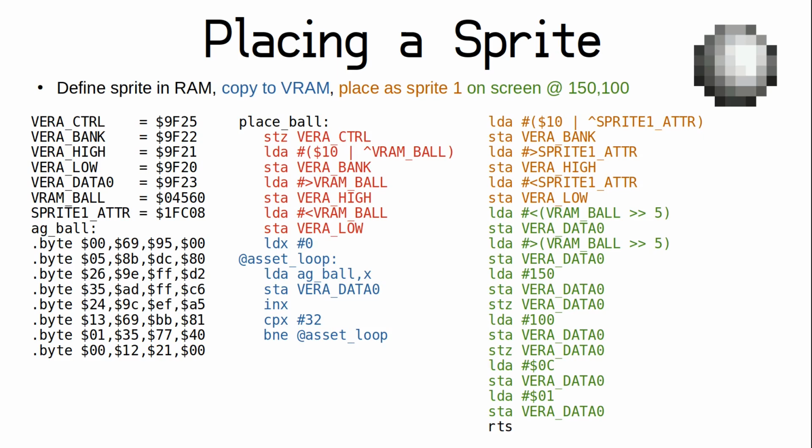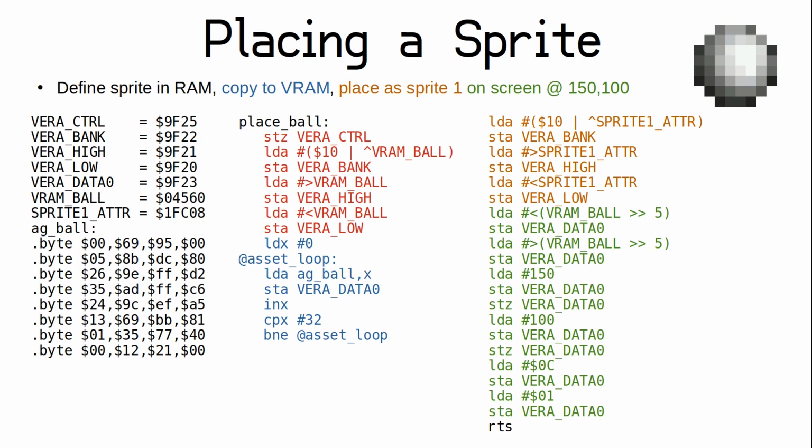Then we start our subroutine, which we label placeball. The red code at the beginning sets up VERA data port 0 to point to the VRAM ball address with a stride of 1, because we want to copy all 32 bytes contiguously. So we go right into the blue code where we initialize x to 0, then enter a loop where we index into AG ball with x, and copy that byte to VRAM, then increment and keep looping until x hits 32, and then we have the whole asset in VRAM.